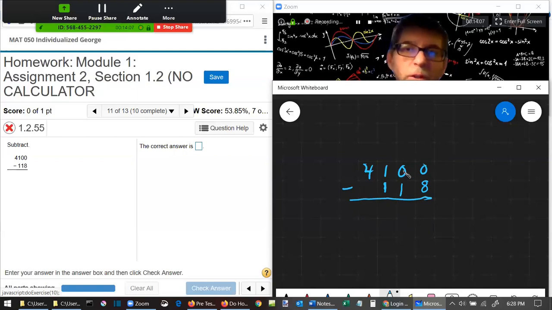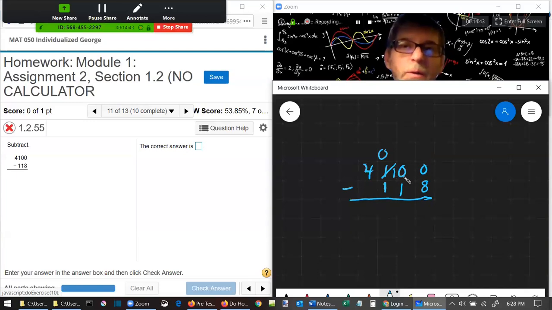So we have 0 minus 8. This top number is too small for the bottom number, so we have to borrow from the next digit to the left. But that's a 0. We cannot borrow from 0 because 0 cannot give us anything. So we have to borrow from the next digit over, which is 1. We borrow from the 1, it becomes a 0. And what happens is the one that we borrow from here temporarily comes over and makes this a 10. This is now a 10 temporarily.